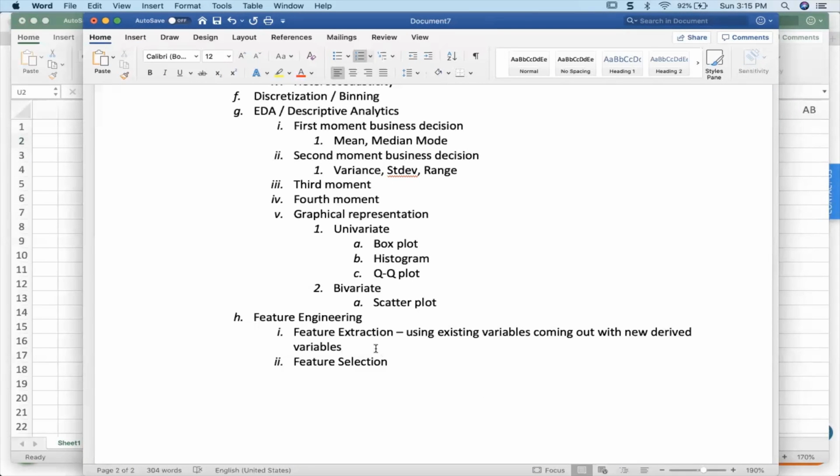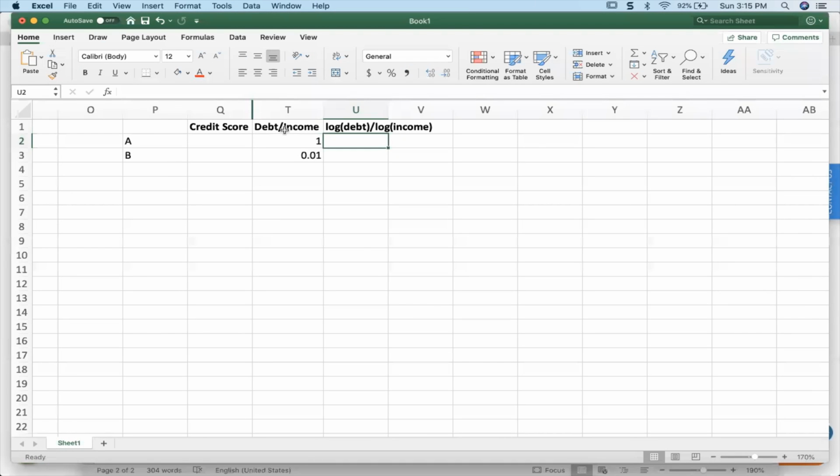Okay, but did we do this manually here? Yeah, we calculated it manually. Since we calculated it manually, we know exactly what the new feature is. It's log of debt by log of income, right? Since we did this manually, you can exactly identify what that variable is.